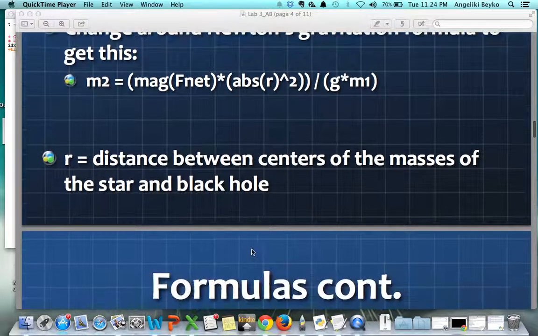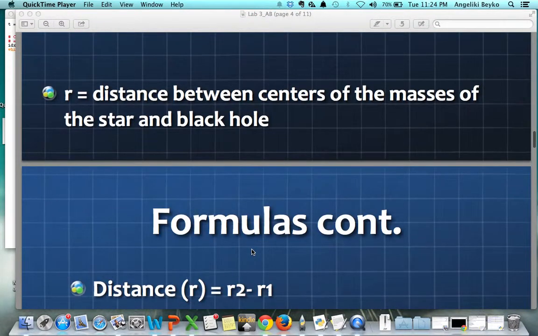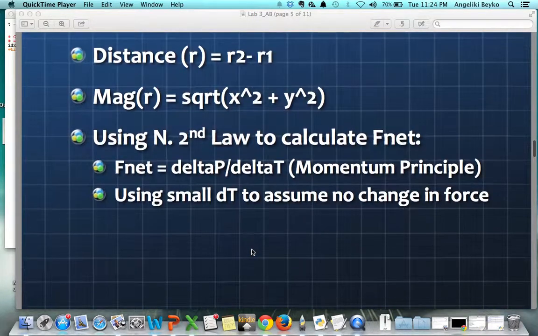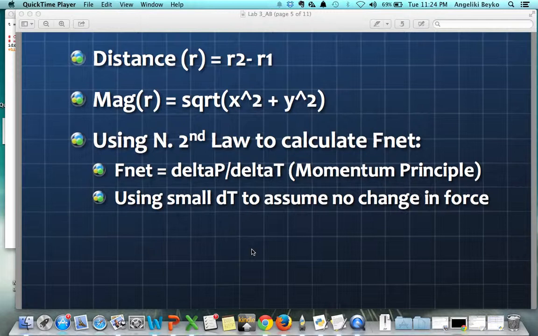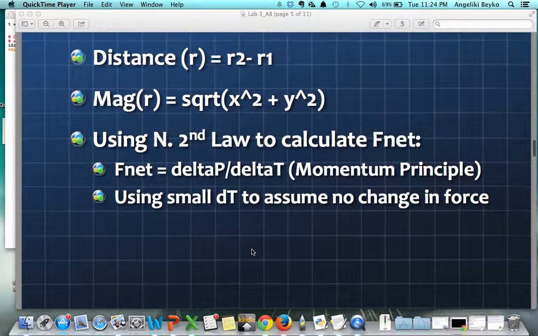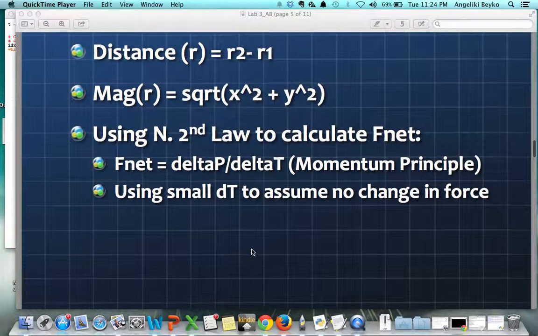R is the distance between the centers of the masses of the star and the black hole. So distance r equals r2 minus r1, and the magnitude of r equals the square root of x squared plus y squared, where z is 0. Using Newton's second law, we calculate F net equals delta p, the change in momentum, divided by delta t, the change in time, which is the momentum principle. We're using a small delta t to assume no change in force.